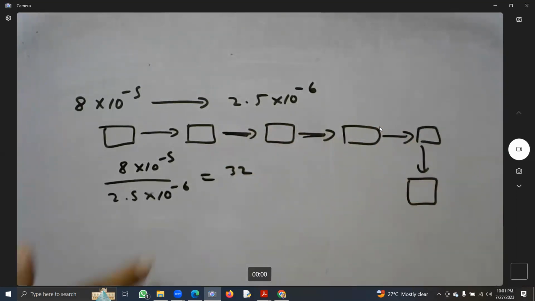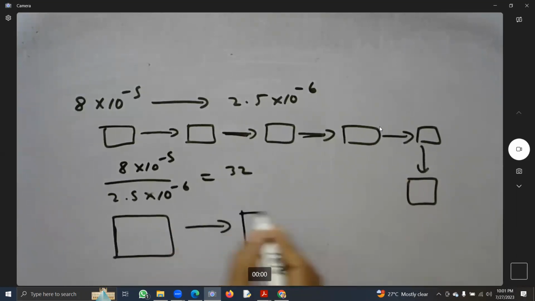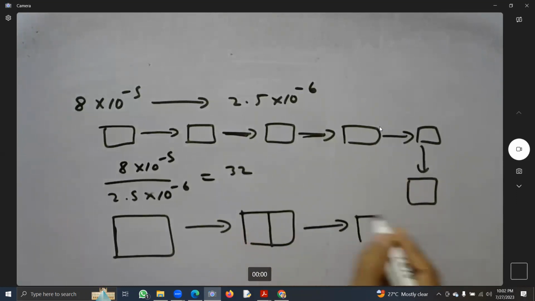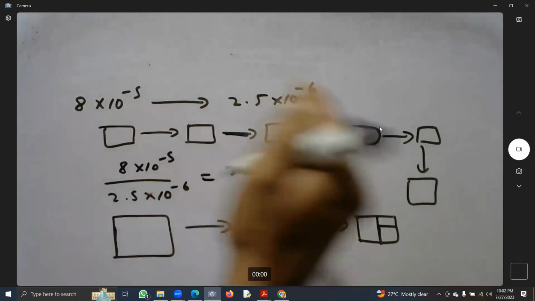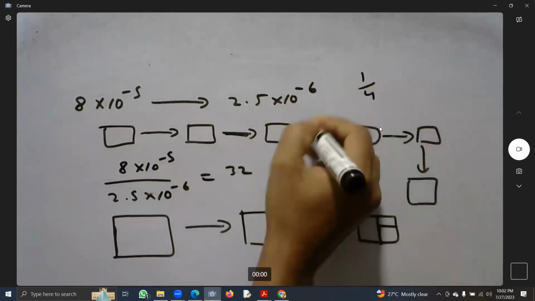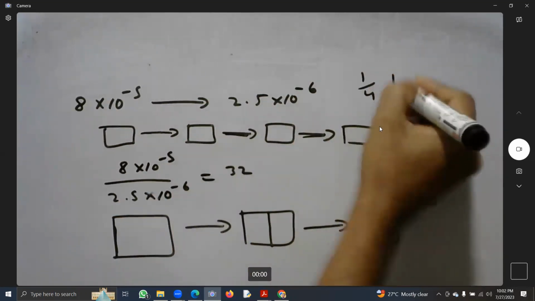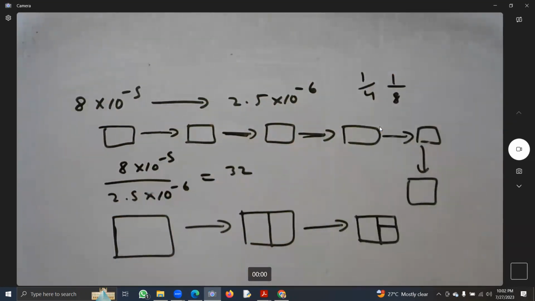After one half-life, from the initial value, it will drop by half. After two half-lives, half of that, it will drop to a quarter. After three half-lives, it will drop to an eighth. Did you understand?